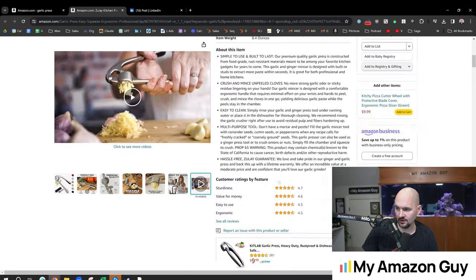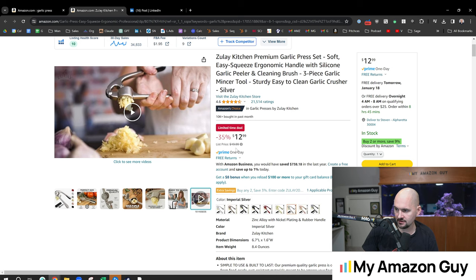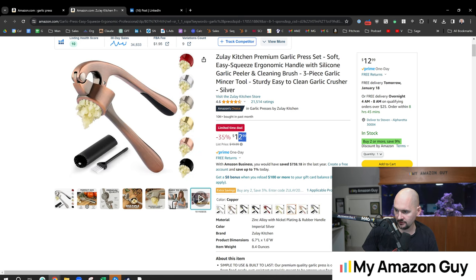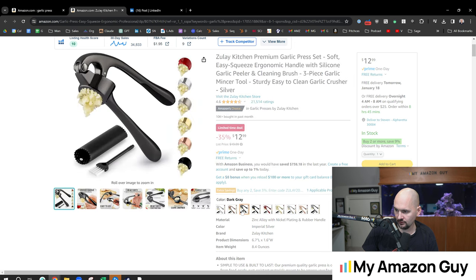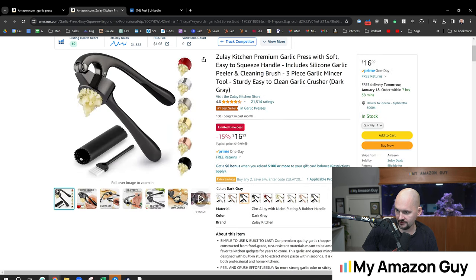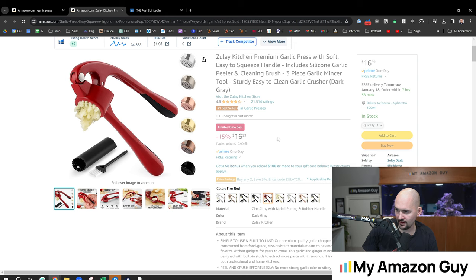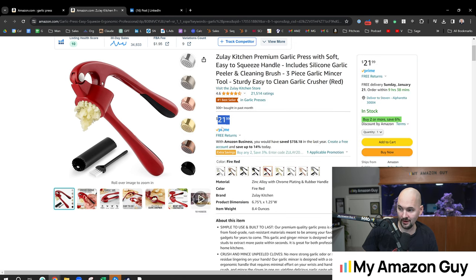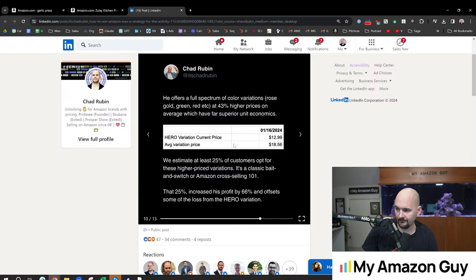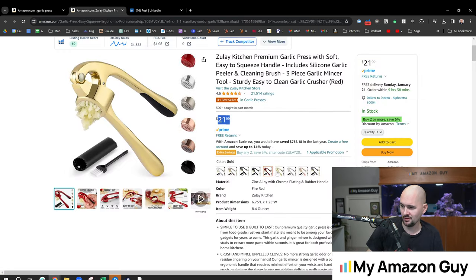So if we go over to his listing right now, you can see all of these variations. He's got the main one at $13. Let's click over to Imperial Silver, dark gray here. That one's at $16.99. Let's click on Fire Red. That one's at $21.99, right? So you can see the average variation price is $18.56, according to the analysis. We estimate at least 25% of customers opt for these higher price variations. What? One in four customers is willing to buy a higher price variation just to get the color they want?